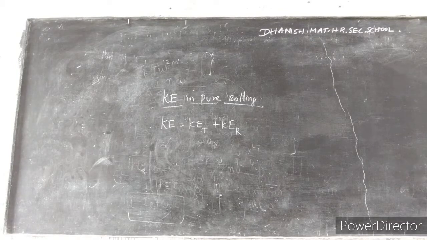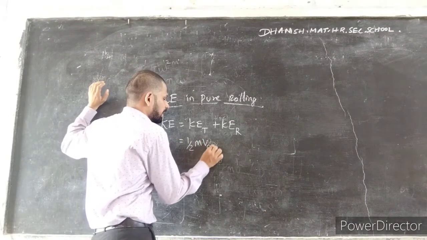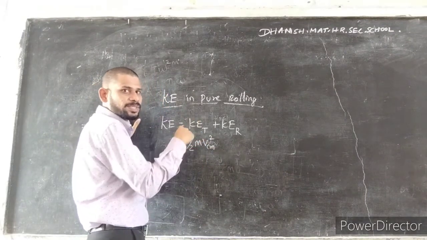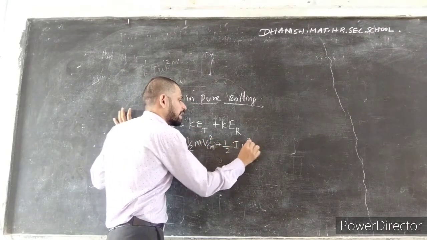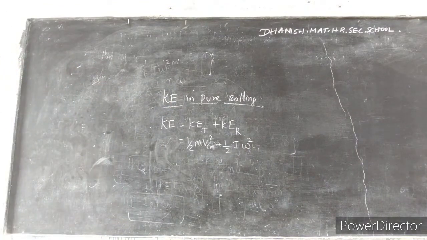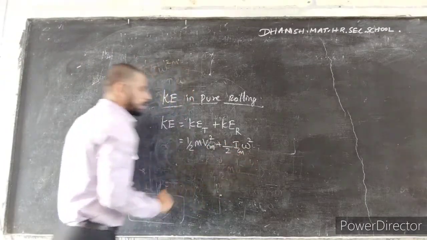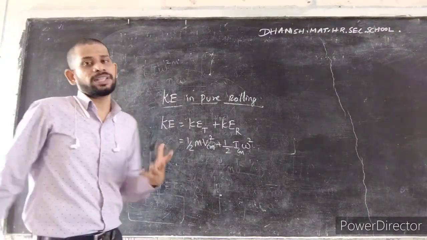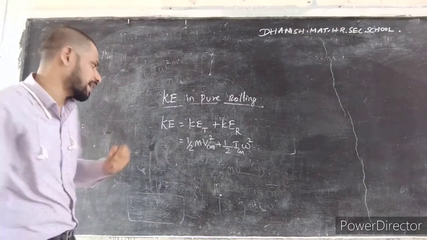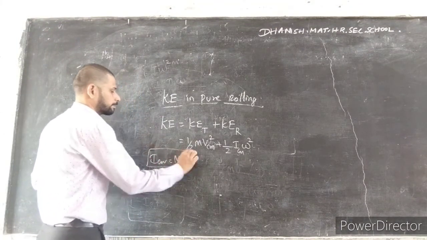What is the formula for kinetic energy in the translation motion? It is 1 by 2 m VCM square, because VCM is the velocity of the center of mass. Then 1 by 2 I omega square, where I is the ICM, the moment of inertia about the center of mass. We can take it as ICM equal to m k square, where k is the radius of gyration.